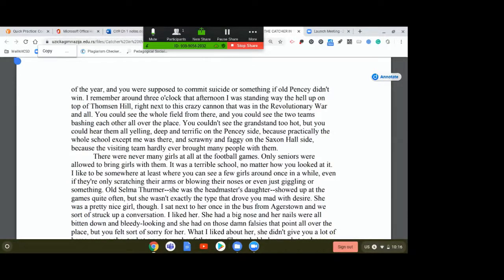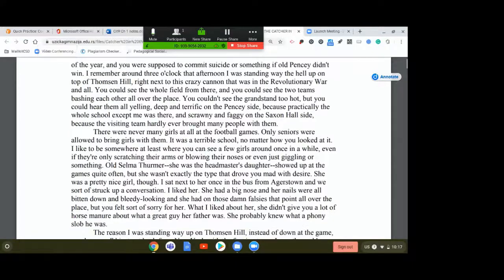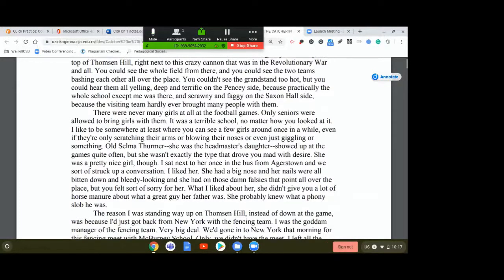There were never many girls at the football games. Only seniors were allowed to bring girls with them. It was a terrible school, no matter how you looked at it. I like it to be somewhere at least where you could see a few girls around once in a while, even if they're only scratching their arms or blowing their noses or even just giggling or something.